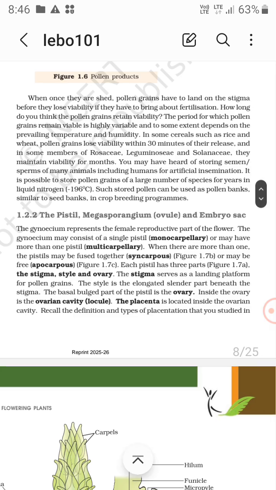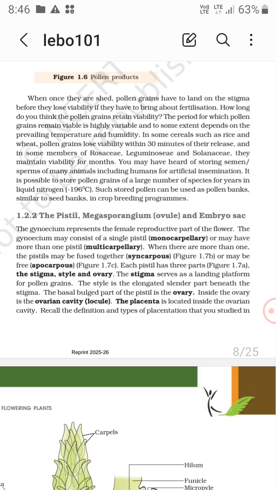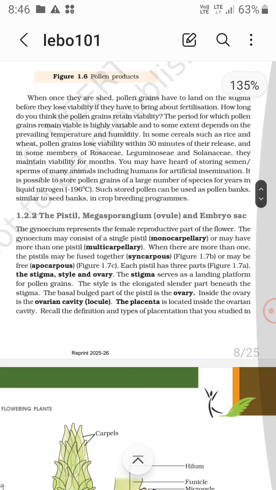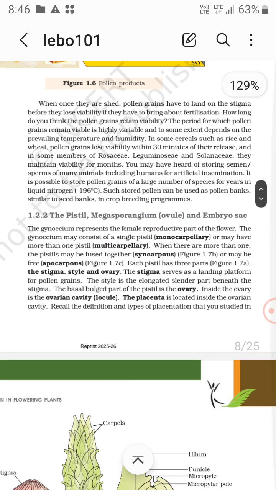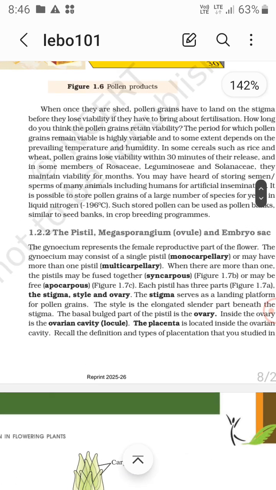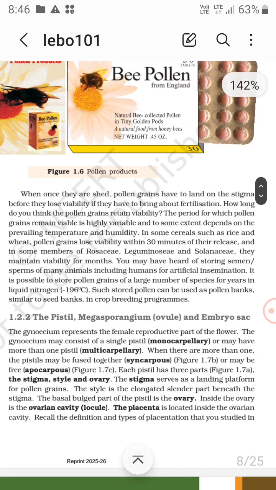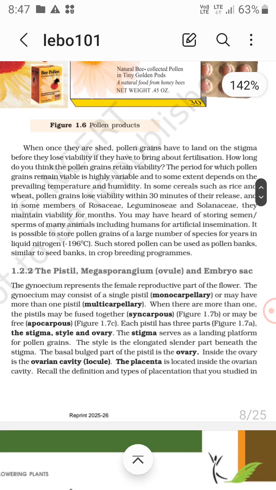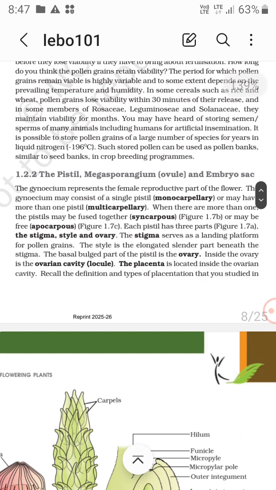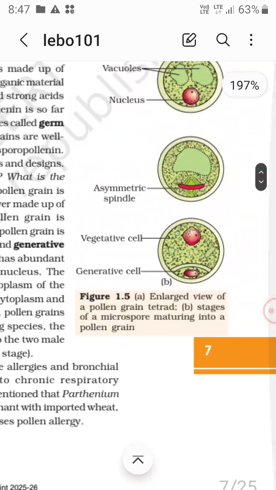Just as semen and sperms of many animals, including humans, are stored for artificial insemination, it is possible to store pollen grains of a large number of species for years in liquid nitrogen, that is at -196 degrees Celsius. Such stored pollen can be used as pollen banks, similar to seed banks, in crop breeding programs. So in rice and wheat, viability lasts within 30 minutes of release, but in Rosaceae, Leguminosae and Solanaceae, it is viable for months.